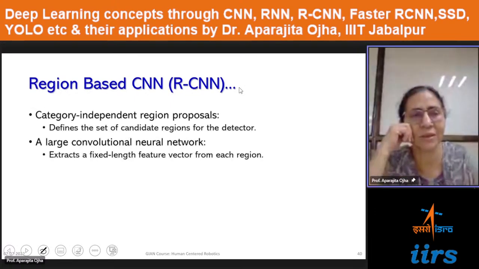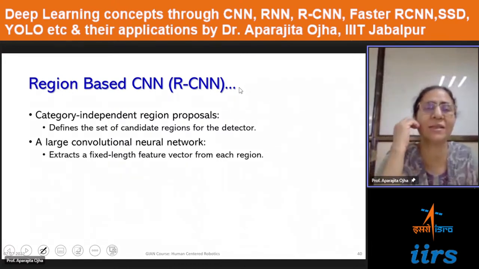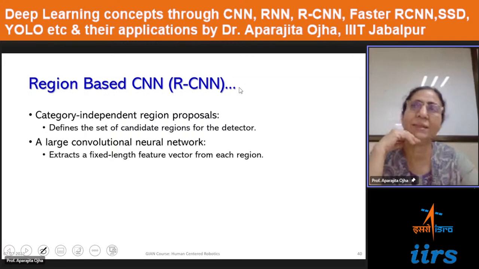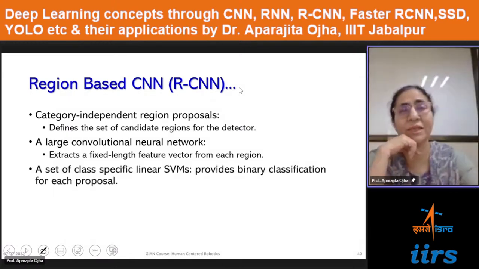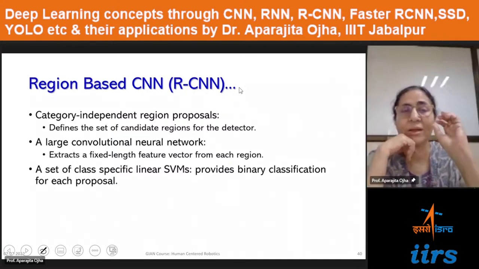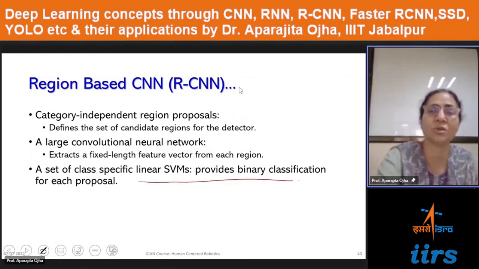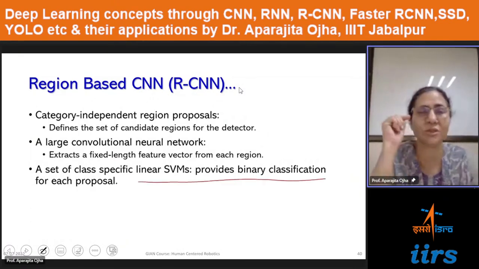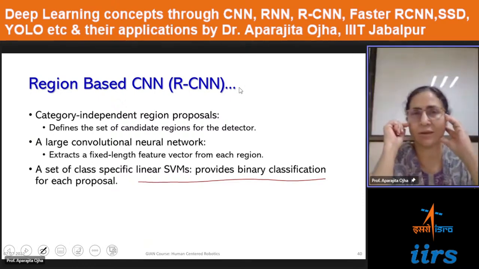So the category independent region proposal defines the set of candidate regions for the detector, and the detector is what? Your CNN plus your classifier. It's a large convolutional neural network that extracts a fixed length feature vector from each region. A set of class-specific linear SVMs are used for binary classification. This is the selective search method that they apply for region proposals.